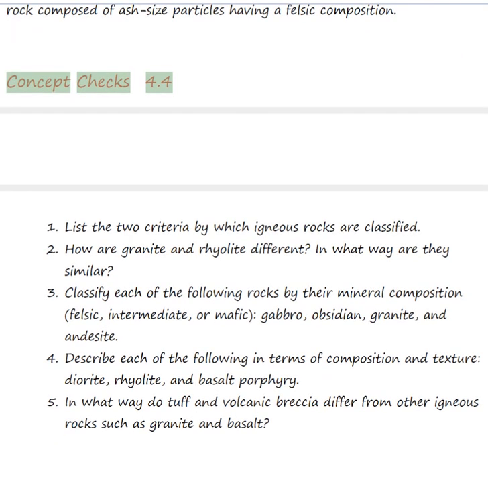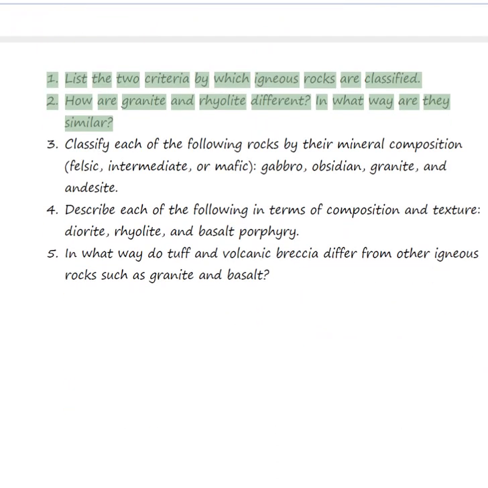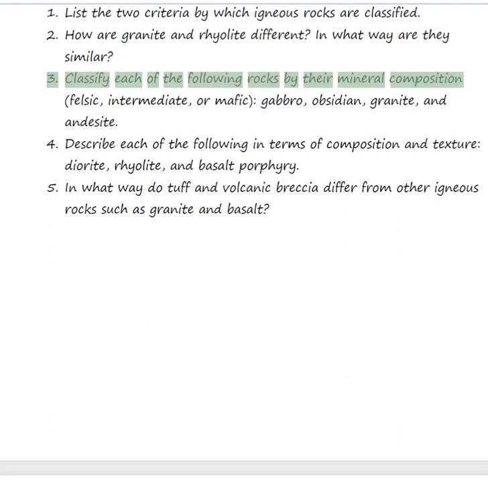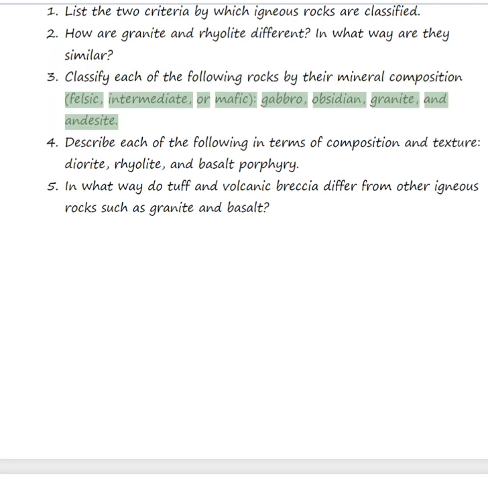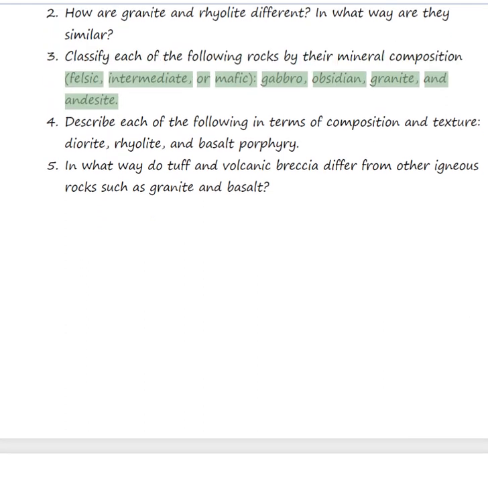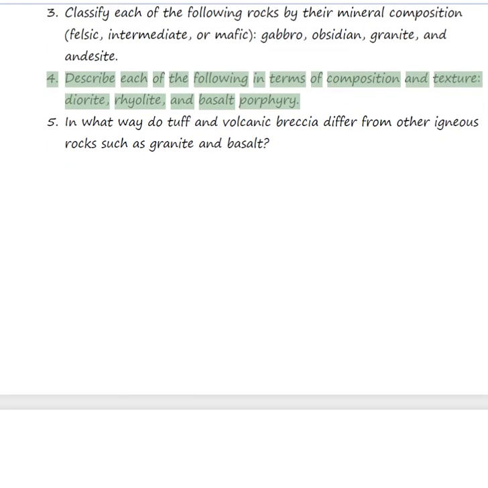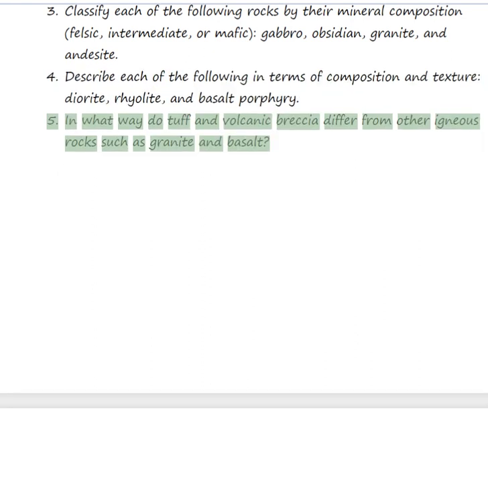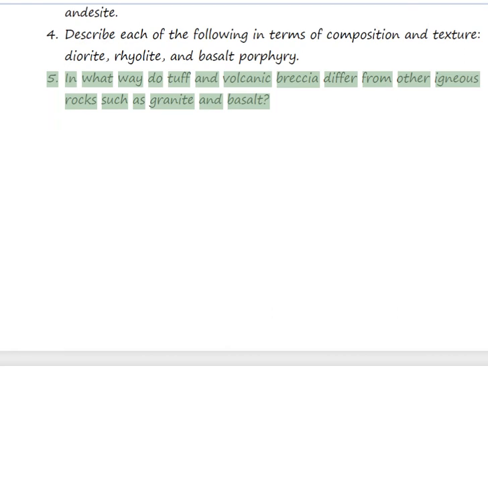Concept checks 4.4. 1. List the 2 criteria by which igneous rocks are classified. 2. How are granite and rhyolite different? In what way are they similar? 3. Classify each of the following rocks by their mineral composition: gabbro, obsidian, granite, and andesite. 4. Describe each of the following in terms of composition and texture: diorite, rhyolite, and basalt porphyry. 5. In what way do tuff and volcanic breccia differ from other igneous rocks such as granite and basalt?